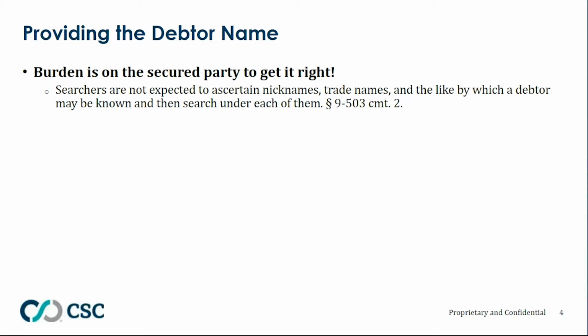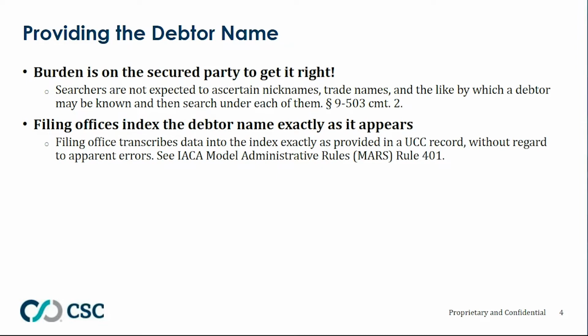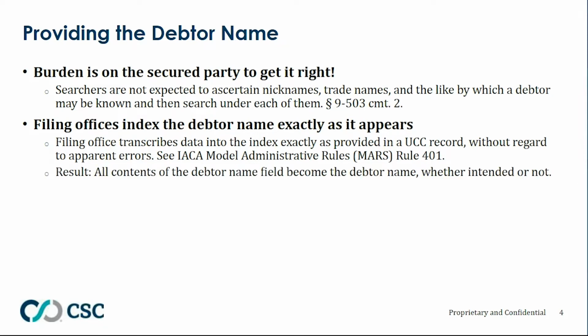This is also important because filing offices don't exercise judgment or discretion about how to index a debtor name. Under the rules used by nearly all filing offices, the filing office will transcribe the data into the searchable index exactly as it appears on the financing statement. They won't make any changes. They won't tinker with the name at all. Whatever is in the name field is what goes into the index. And that means that whatever is in that name field becomes the debtor name. The full string of text in the name field is the debtor name, whether the filer intended for that to be the case or not.